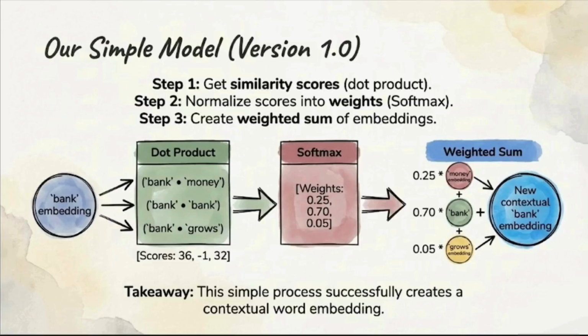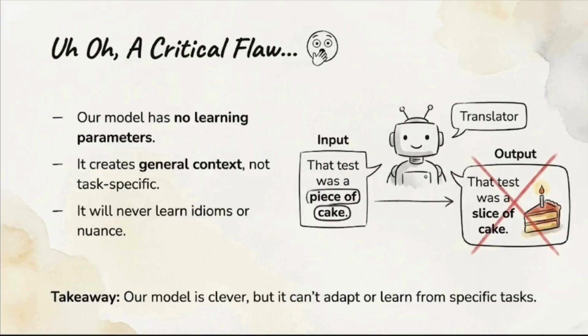But there is a big issue. The big flaw is the model does not learn what to focus on, because we are directly using word embeddings without learning new parameters. So it may work a little, but it is not flexible. It will struggle with deeper meaning. Example, "piece of cake" means very easy. But the model may still connect it with a real cake, because it did not learn that this phrase has a special meaning. So we need attention that can learn from data.